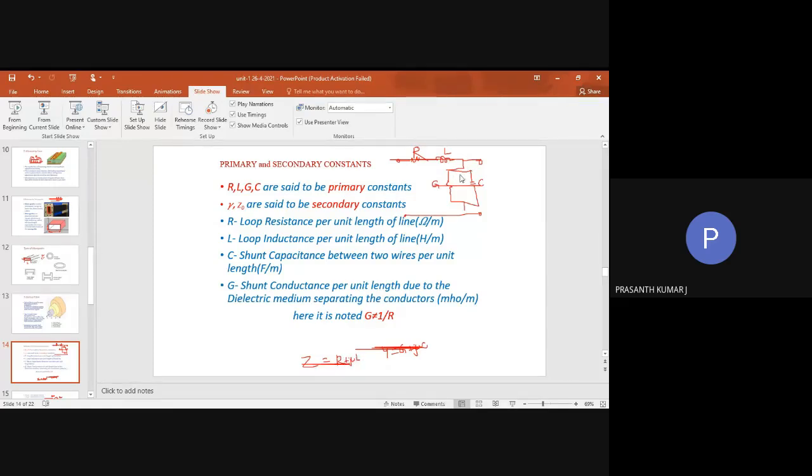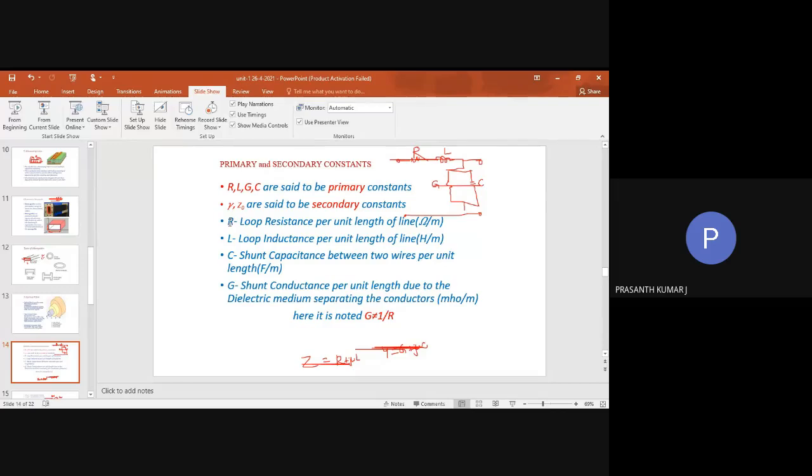And here if you see the conductance and capacitance, they are in parallel. So that's why they are called as shunt conductance and shunt capacitance. So from this we can define shunt admittance, that is Y. Y equal to G plus j omega C. And these R, L, G, C, they are called as primary constants. And there are 2 secondary constants which are called as gamma and Z naught. Gamma is called as propagation constant and Z naught is called as characteristic impedance.